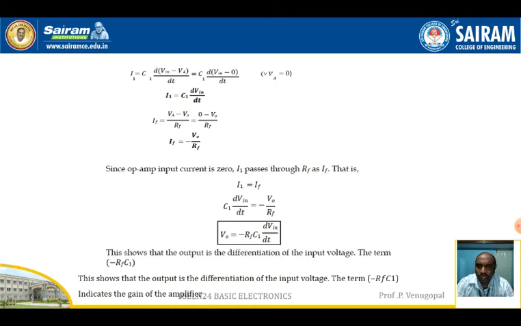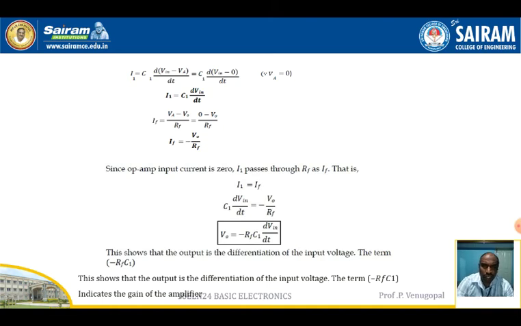Similarly, IF is equal to (VA minus V0) by RF. Then VA is equal to 0, so 0 minus V0 by RF. IF is equal to minus V0 by RF. Then since the Opamp input current is 0, I1 passes through RF as IF. That is, I1 is equal to IF. So I1 we evaluated here as C1 dVin by dt, and IF obtained here as minus V0 by RF.